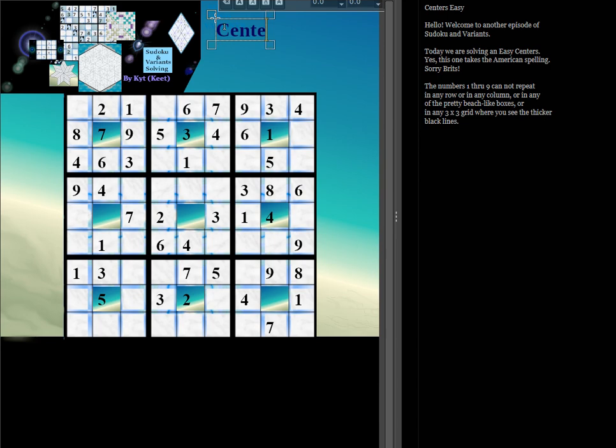Let me put the title of this one. This is another centers puzzle. This is easy number 2. Today we're solving an easy centers. Yes, this one takes American spelling, sorry Brits. I'll probably say it every single time.